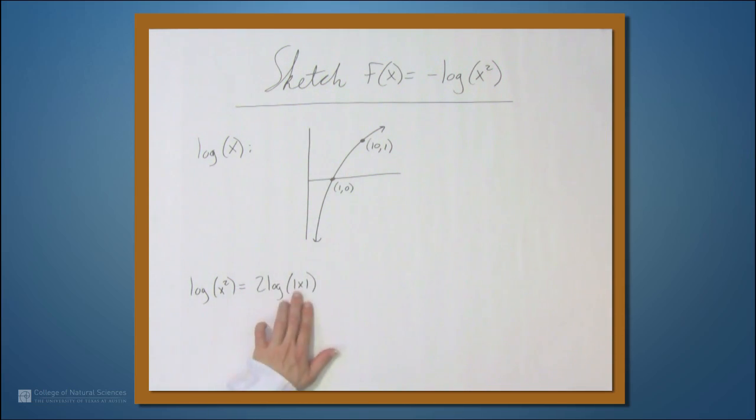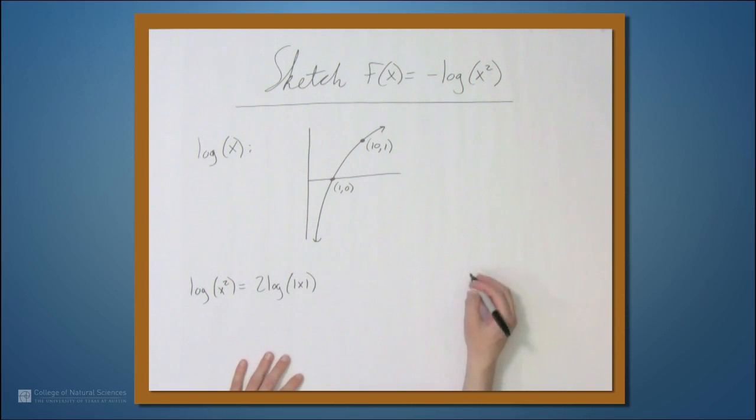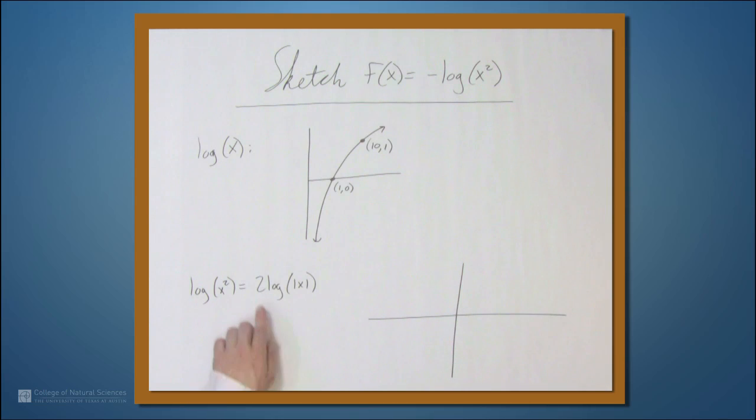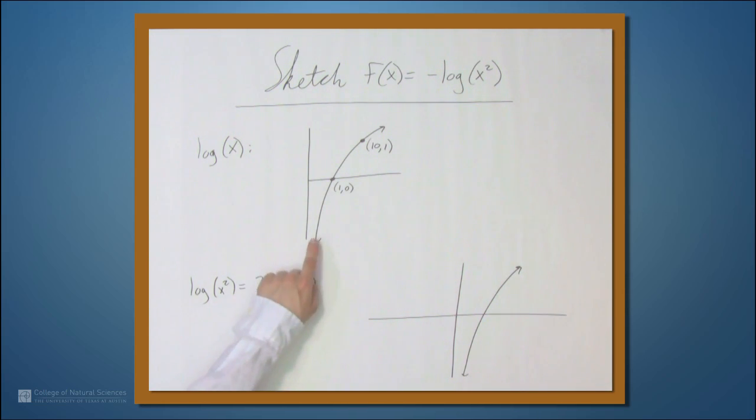Well, let's pretend that this absolute value of x is just an x. Let's pretend that for a moment. And let's graph 2 times log of x. Well, what does that look like? Well, it looks like this, right? Suspiciously like this guy. We still have something at 1, 0, but the rest just looks the same.